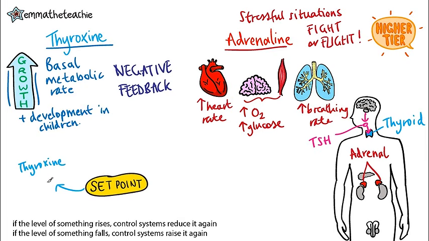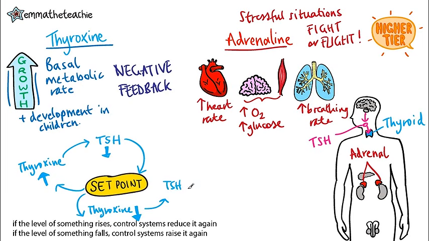Let's say that the thyroxine levels increase. The response will be that the pituitary gland makes less TSH. And less TSH means the thyroid gland makes less thyroxine. This will bring the thyroxine levels back to the set point. On the other hand, if the thyroxine levels decrease, then the pituitary gland will need to make more TSH. More TSH means that the thyroid gland produces more thyroxine, again bringing it back to the set point.